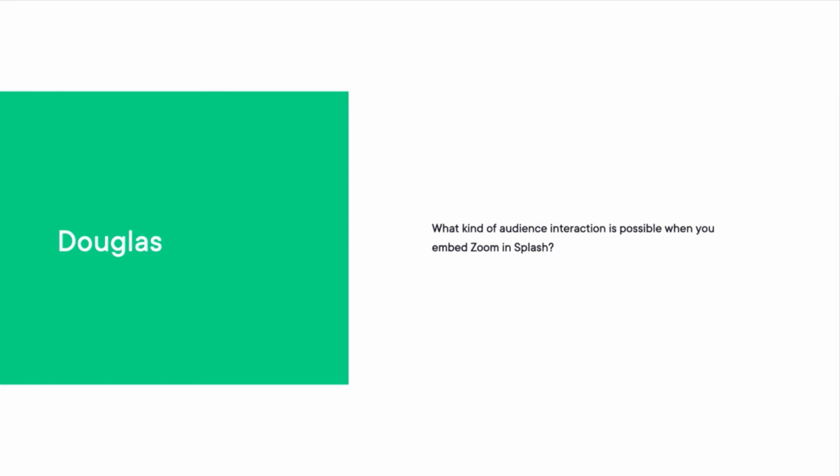Okay, Doug asked, what kind of audience interaction is possible when you embed Zoom in Splash? So chat still works. Guests can turn their webcam on, guests can see the presenter, guests can view screen share, guests can share their own screen. So quite a few things are available there.